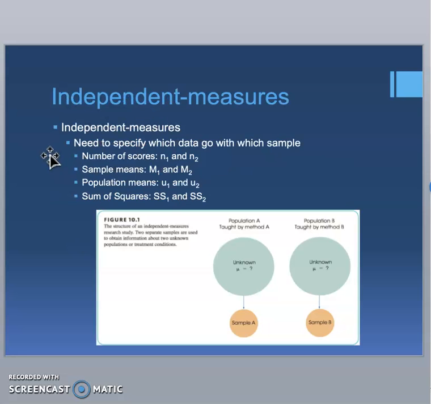Because of this, we basically have two of everything now. We don't have one sample mean and one population mean. We have two sample means, two hypothetical population means, two samples, two sample sizes, two sum of squares. Okay, so what you're going to see when we start to get into the formulas in a second is that it looks like we have double everything because we do.